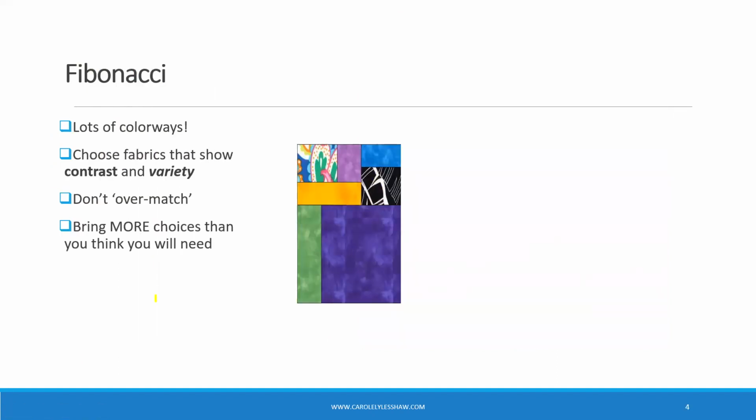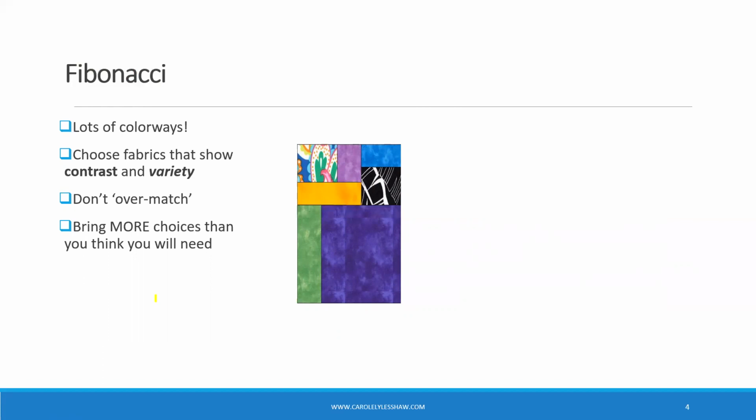And don't worry about doing Fibonacci math. There is no math involved in this workshop. I've done all that for you. You can use almost any type of fabric palette or colorway to make this project. There are a couple of things I would like to point out. When you choose your fabrics, make sure you choose fabrics that show contrast and variety. Don't overmatch your fabrics because you don't want a boring modern quilt.